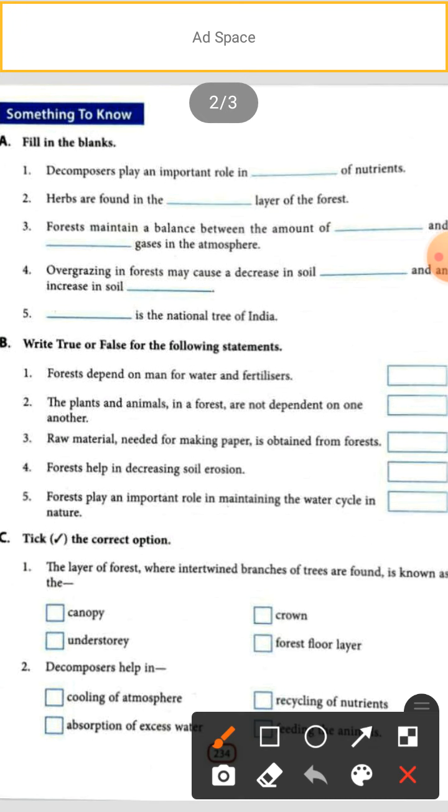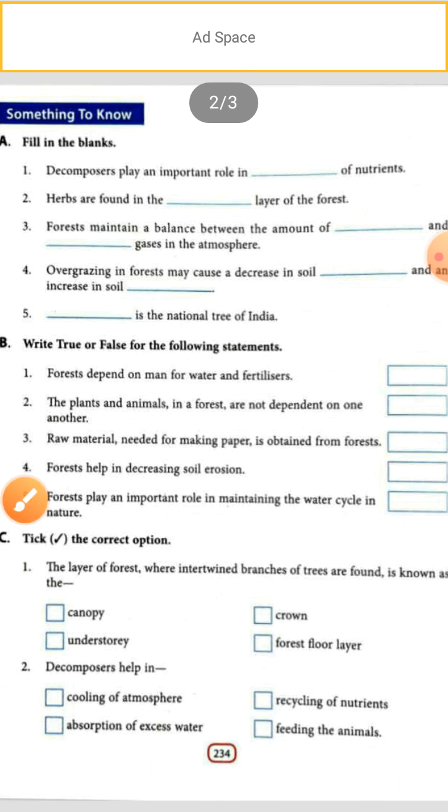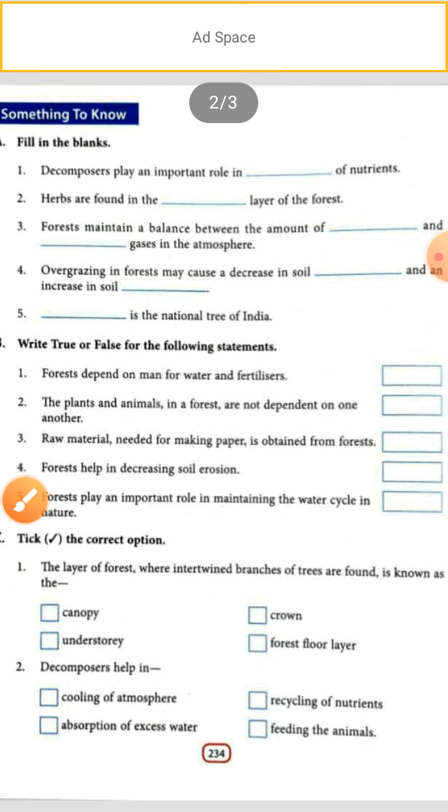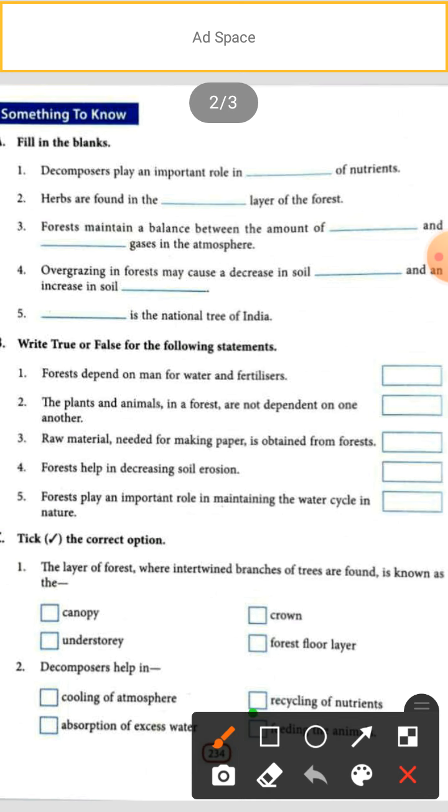First question: the layer of the forest where intertwined branches of trees are found is known as the canopy. That is known as the canopy. Second: decomposers help in cooling of the atmosphere, absorption of excess water, recycling of nutrients, or feeding the animals. The correct answer is recycling of the nutrients. Decomposers help in the recycling of nutrients.